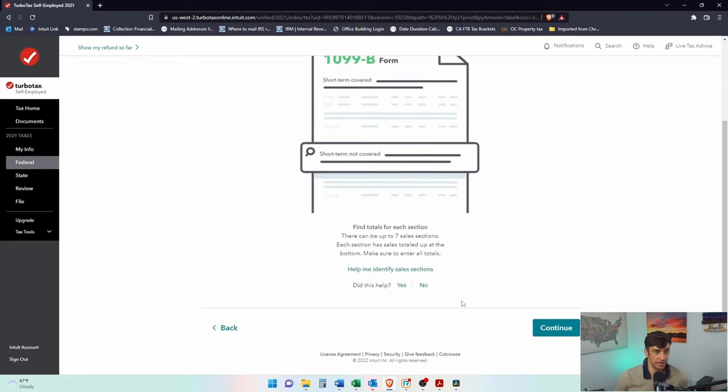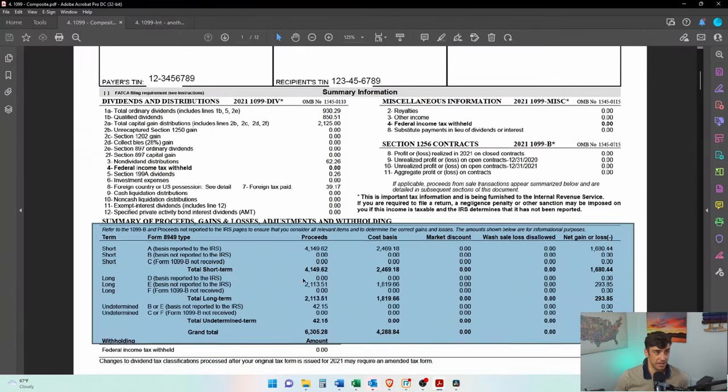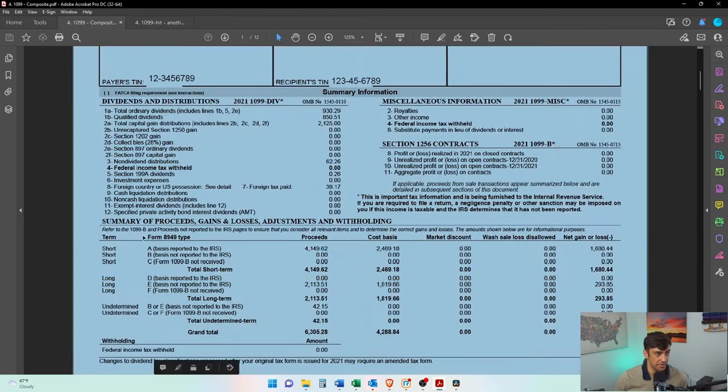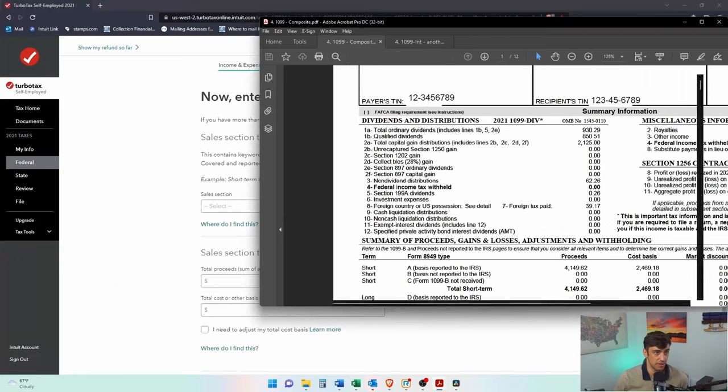Okay, for entering, we get it. So what they're saying here is, you see how these are separately listed? That's how we're going to have to put this on TurboTax too. And you'll see on the form 8949, this is how they're going to be reported, with this little code here. So we want to make sure that we do that properly here as well.